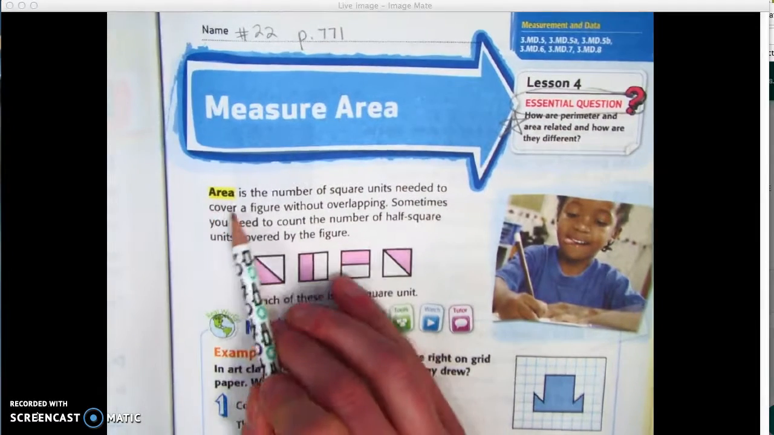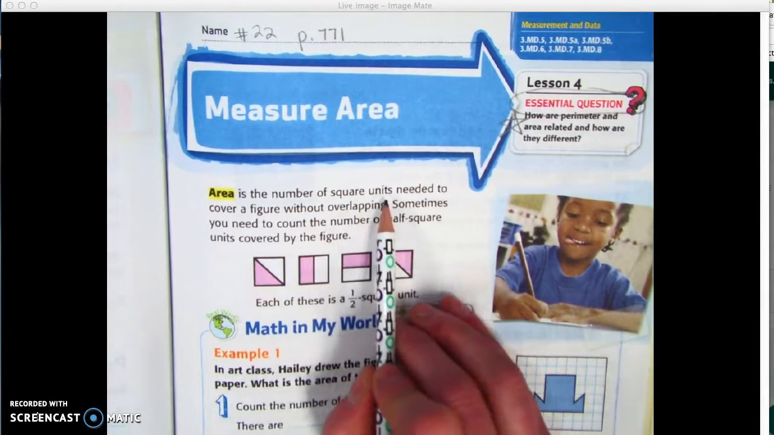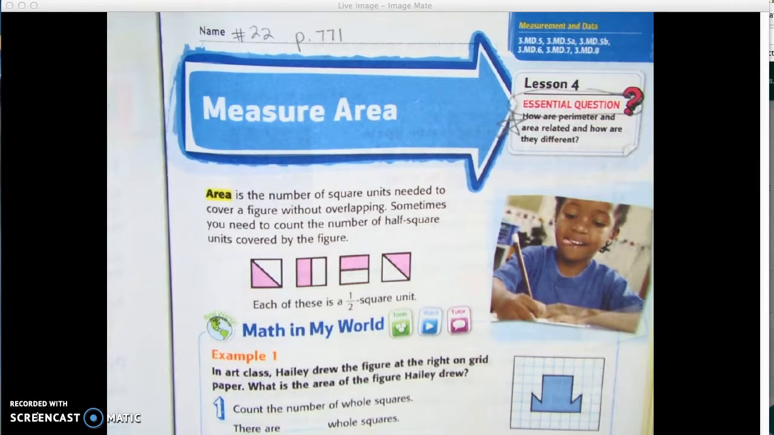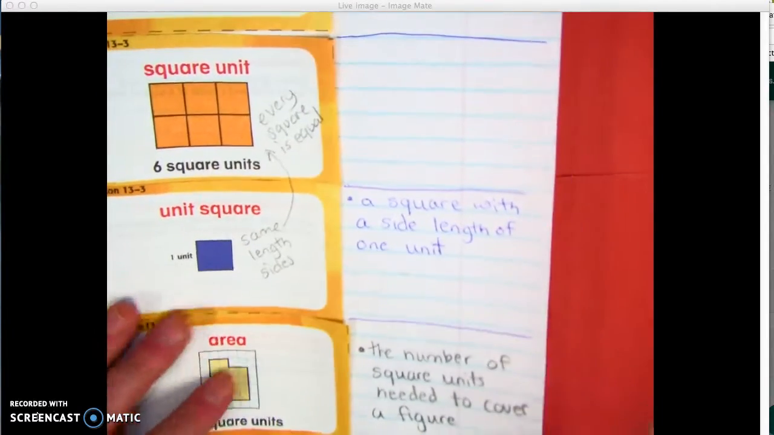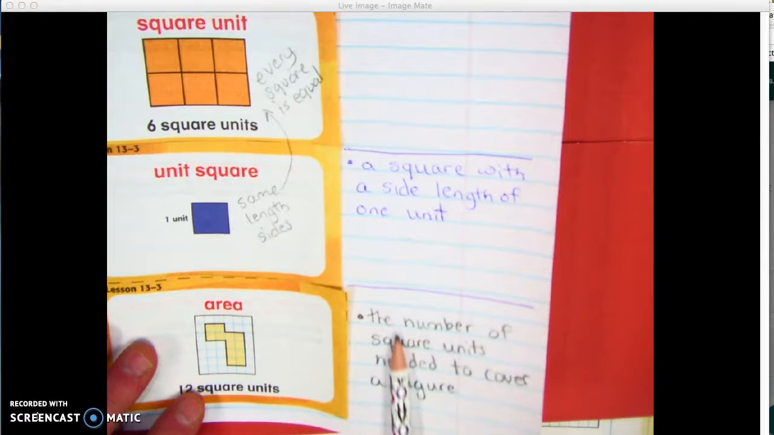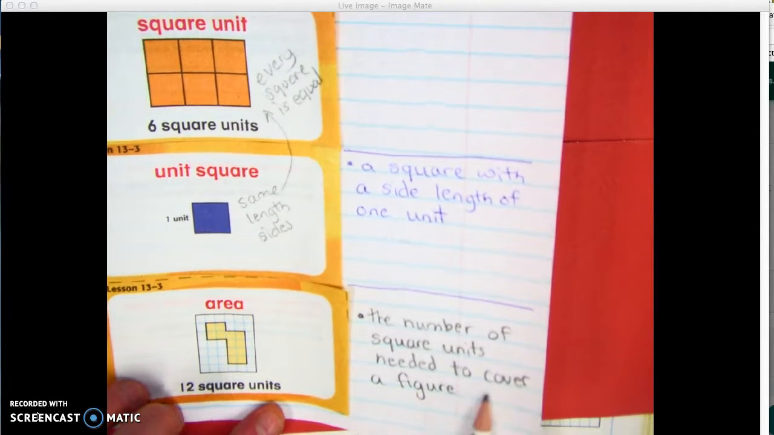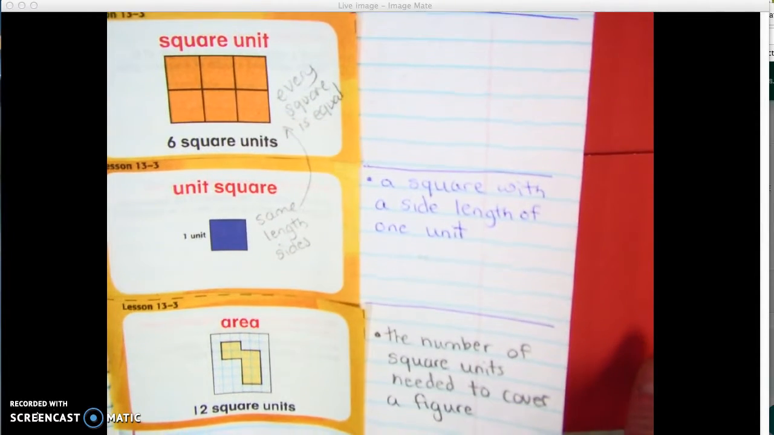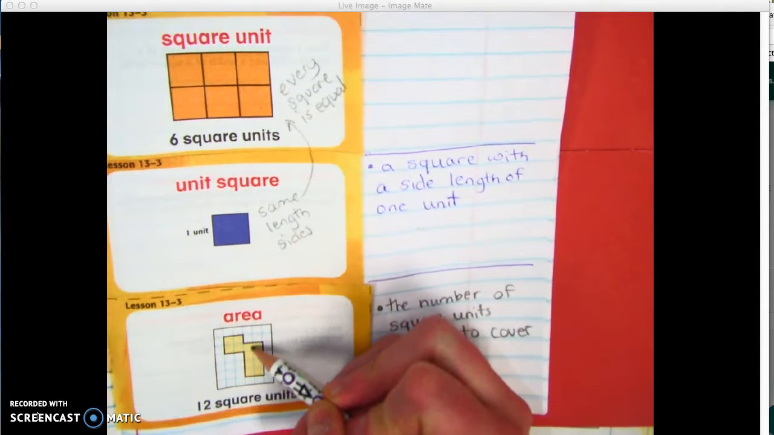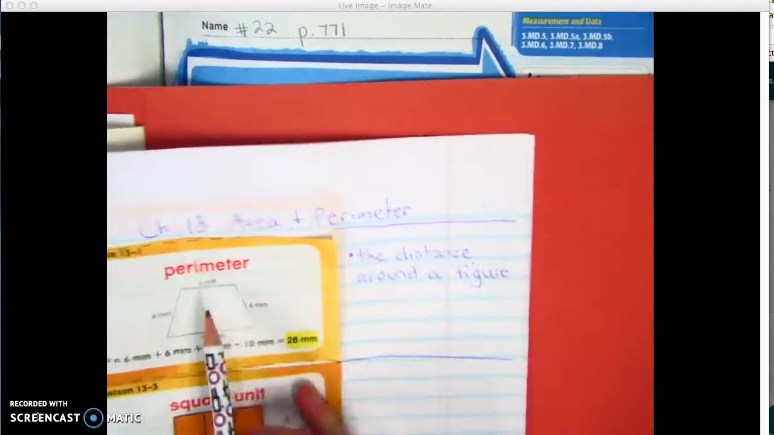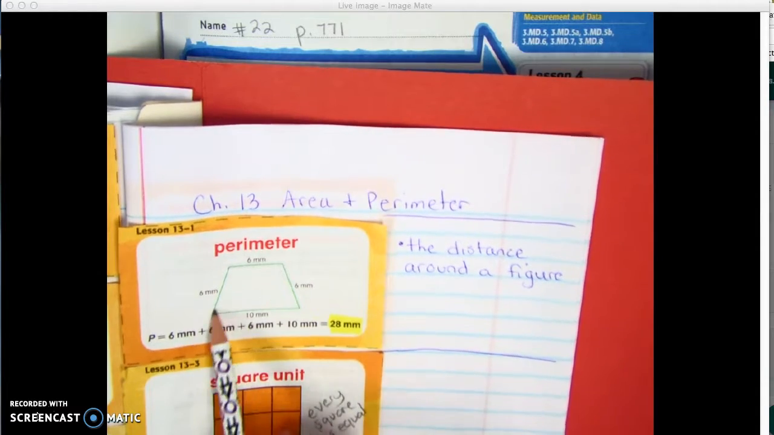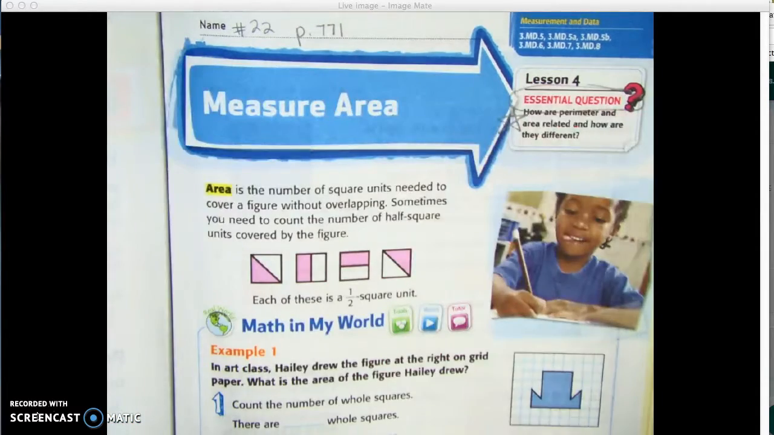So just a reminder, area is the number of square units needed to cover a figure without overlapping. If you don't have it already, it should be in your vocabulary notebook. It's different from perimeter because area says how many squares fill up the inside, whereas perimeter just gives us the distance around the outside of a shape or figure. All right.